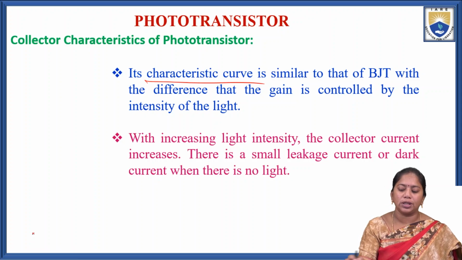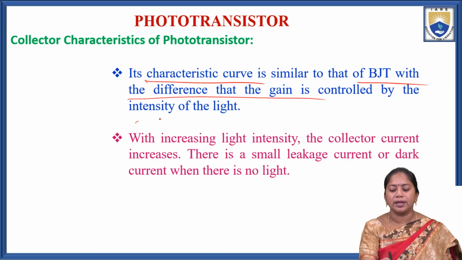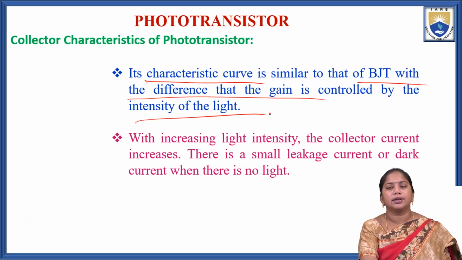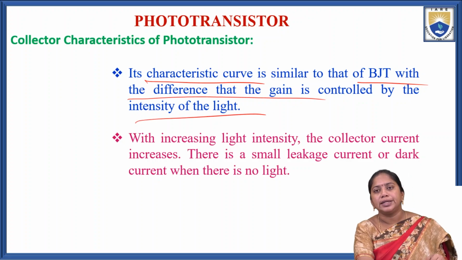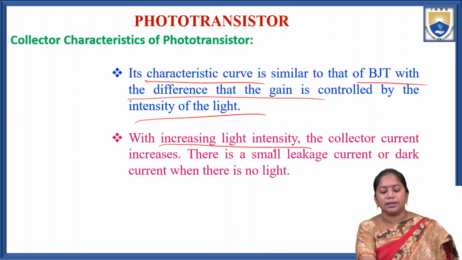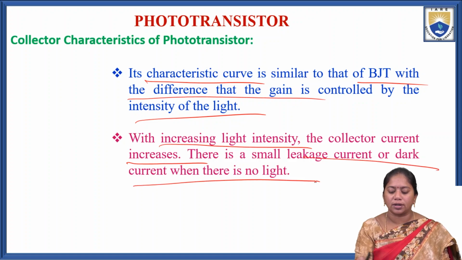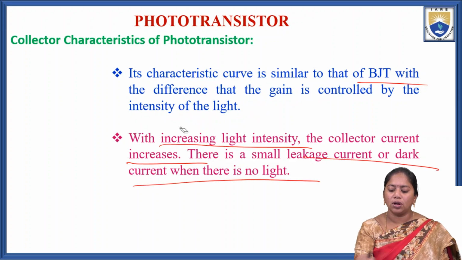Its characteristic curve is similar to the BJT, with the difference that the gain is controlled by the intensity of the light. Here the gain is controlled by the incident intensity of the light. With increasing light intensity, the collector current increases. There is a small leakage current, or dark current, when there is no light.